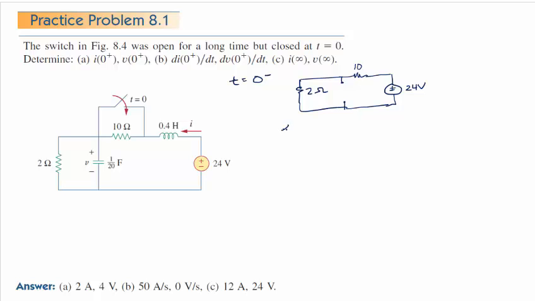So I at time 0 minus equals I at time 0 plus. And this is the I that we're talking about, I in the inductor right here. So the inductor is a short right now. So then that would just be equal to the 24 volts divided by 10 ohms plus 2 ohms, which is 12 ohms. So 24 divided by 12 is 2 amps. Did I get it? Yes, I did get it.